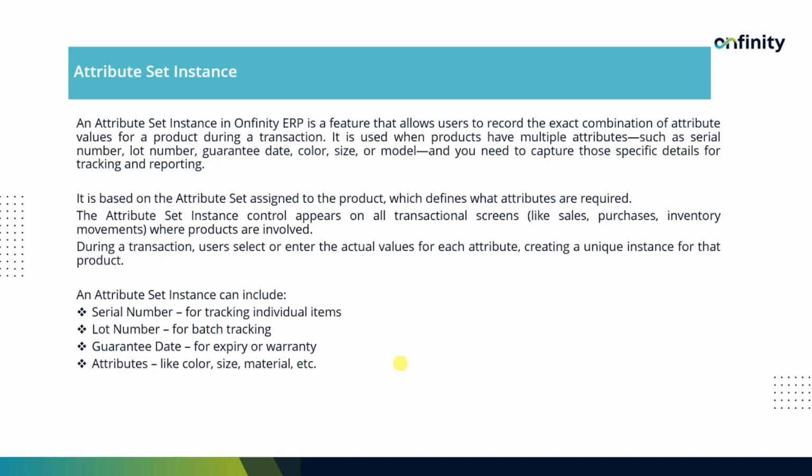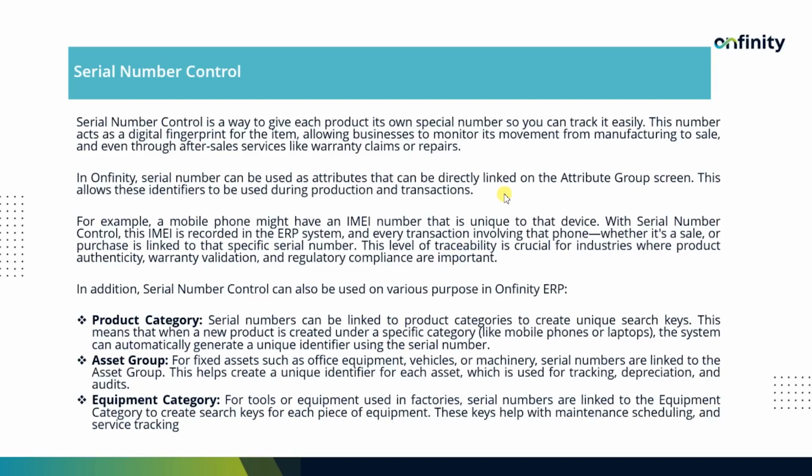That combination then becomes the attribute set instance for that particular item. An attribute set instance can include a serial number for tracking individual items and a lot number for batch tracking. It can also include a guarantee date for expiry or warranty, and attributes such as color, size, and material. Let's now look at how serial number control works in Onfinity ERP and why it is useful.